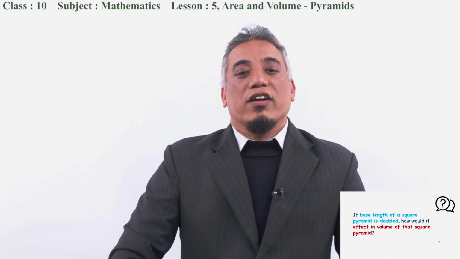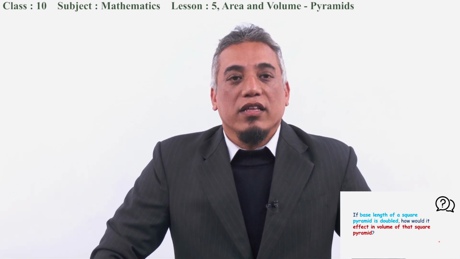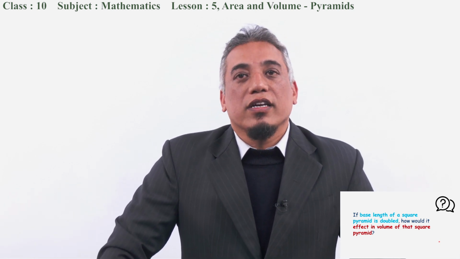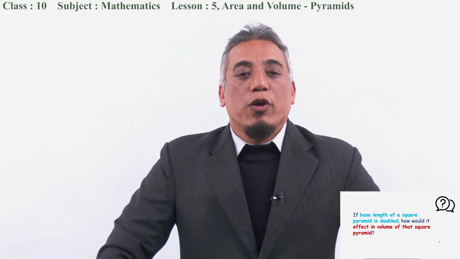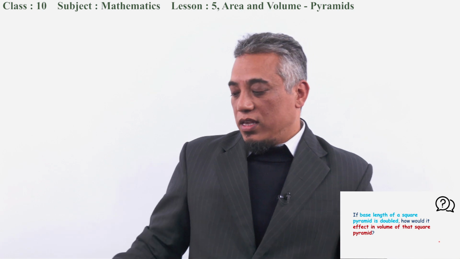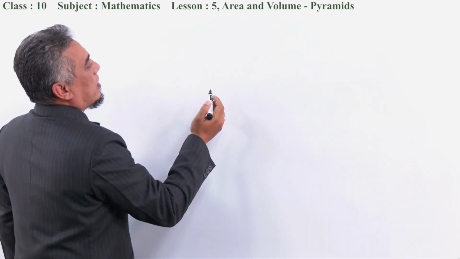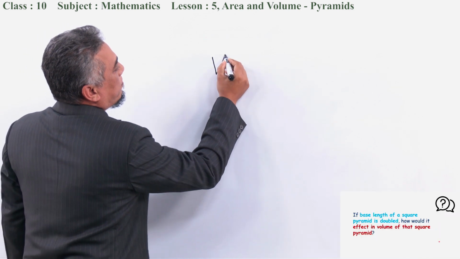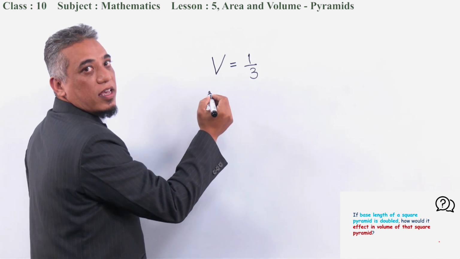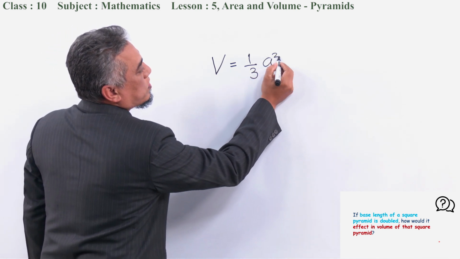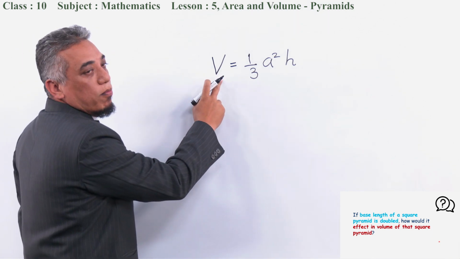Yes, you have guessed the correct one. When there is a squared in the volume, if we double it, it will make the volume 4 times. I will show this on the board here. We have V equals 1/3 a squared times H. This is the formula for volume.